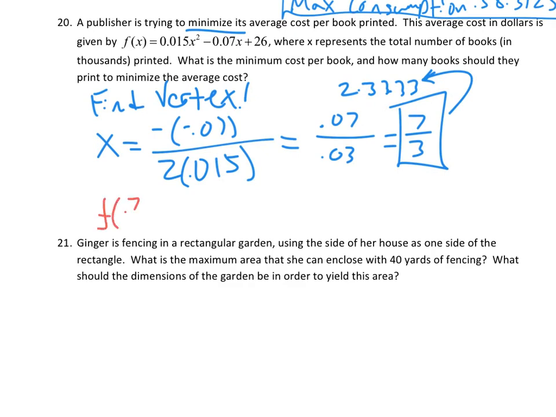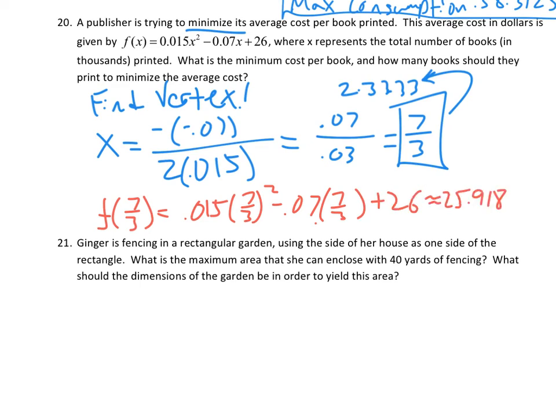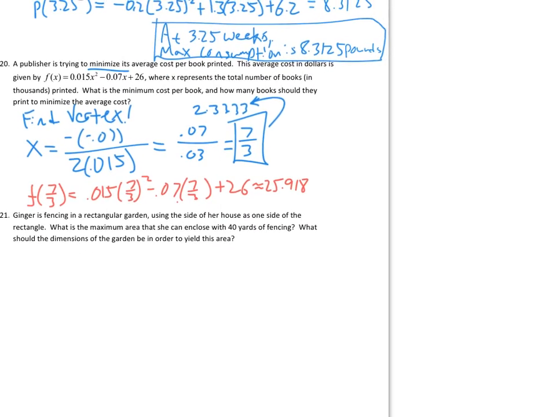So f of 7/3 is what we want to find here. So we have 0.015 times 7/3 squared minus 0.07 times 7/3 plus 26. And let's compute that. And we get about 25.918. So let's get our answer together here.